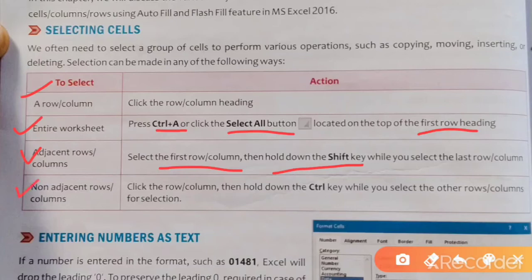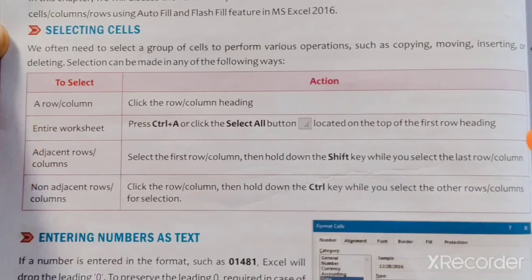Then last one is to select non-adjacent rows and columns. If you want to select non-adjacent means that are apart from each other, that are not together. So what you will do, you will click on the row or column, then hold the control key, and then you will select the other row or column. So basic difference between adjacent and non-adjacent row and column selection is that in adjacent row and column selection you will use shift key, and to select non-adjacent rows and columns you will use control key. And this is the basic difference, right?